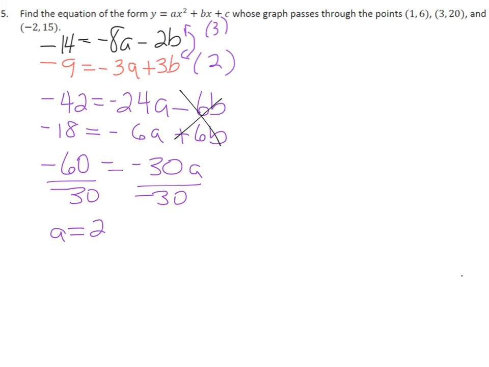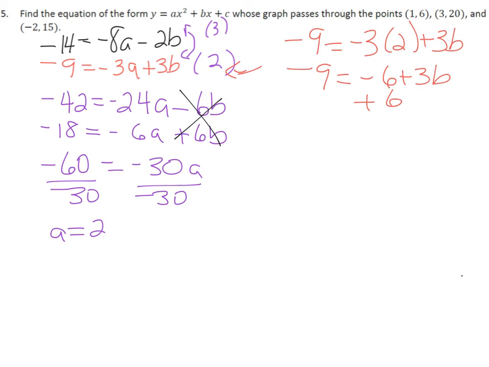equal to 2. So now using that, let's plug it back into our second equation here. We get that negative 9 is equal to negative 3 times our a, which was 2, plus 3b. So we have negative 9 is equal to negative 6 plus 3b. Adding the 6 over, I get negative 3 is equal to 3b. So if I divide by 3 and divide by 3, I get b is equal to negative 1.